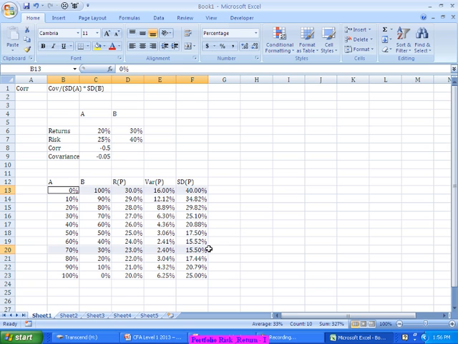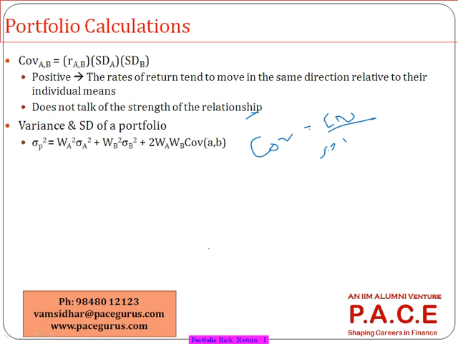So that is the assurance, or the improvisation, which portfolio management is bringing to the table. Fine. So those are the basic calculations of risk and return computation here.